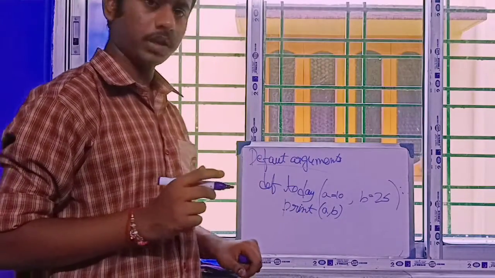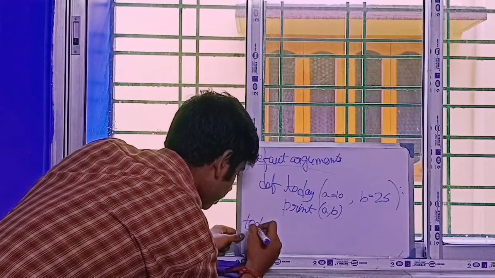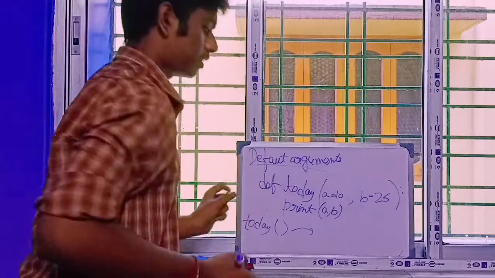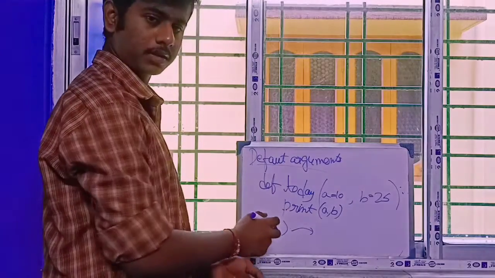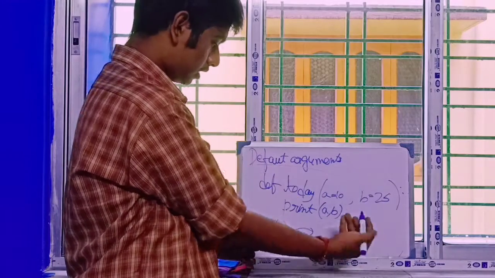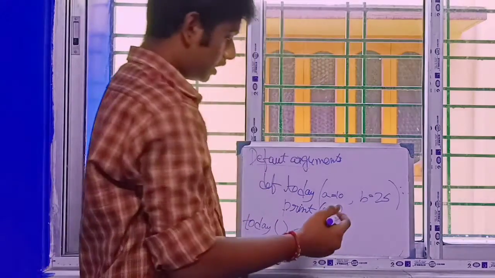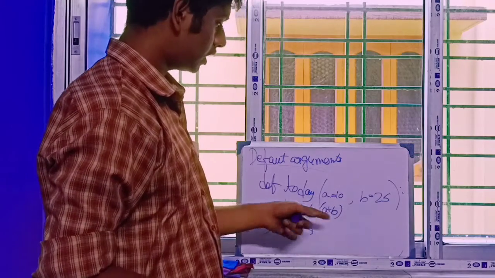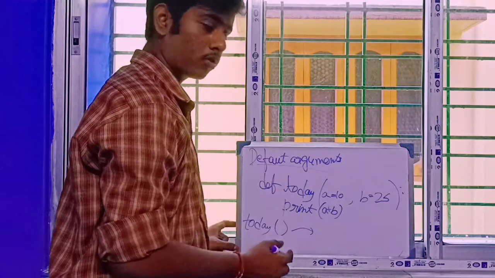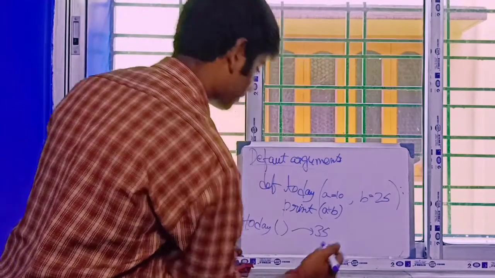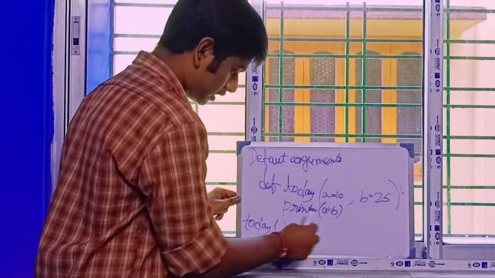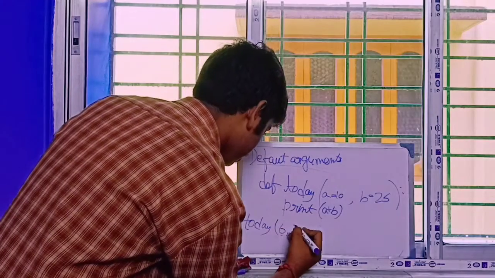Now when we call this function, we have to call it like this: today. Now we can call it in many ways. First way, if we give nothing in the parenthesis, then it will automatically take the values given by default, and it will be a plus b. By default it is given that the value of a is 10 and the value of b is 25. Means if we do not specify anything in this parenthesis, then it will give the output as 10 plus 25, that is 35.